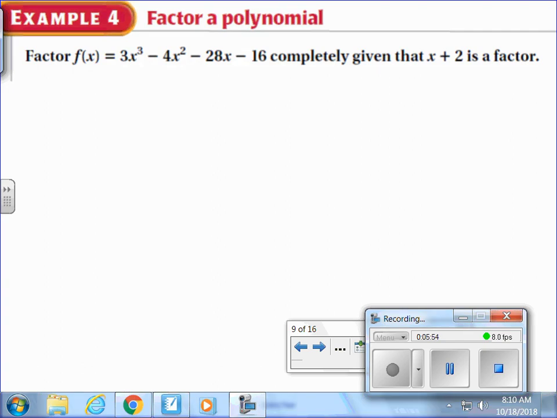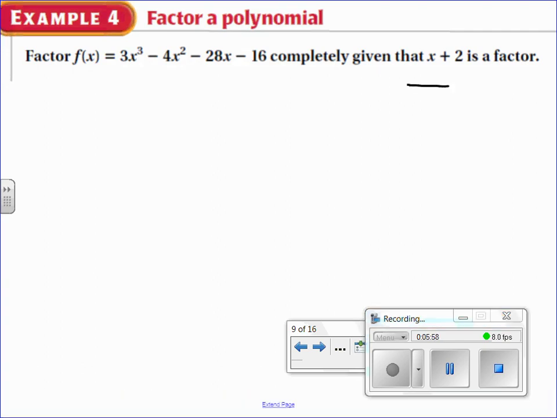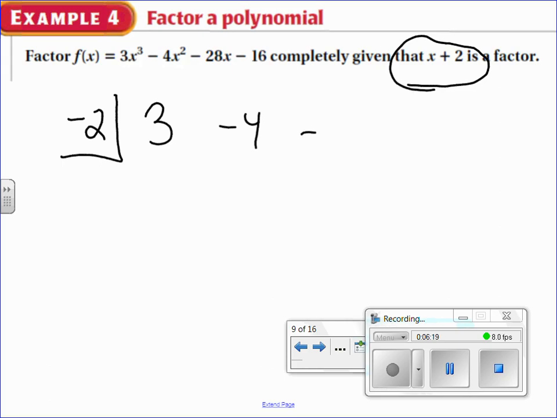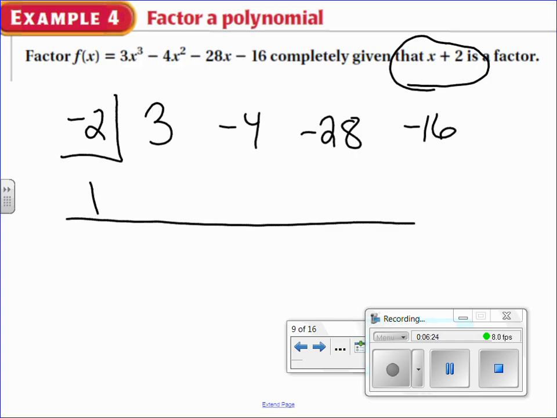Okay, so here's our next one. They're flat out telling us that x plus 2 is one of the factors. And we're trying to factor this down completely. So what you're going to do is start off your process. You're going to put the solution to that binomial in your little box. You're going to set up your synthetic division. 3 is my x to the third term. Negative 4 is my x squared term. Negative 28 is my x term, and negative 16 is my constant term. So I wasn't missing any. That's good. I didn't need any zeros.